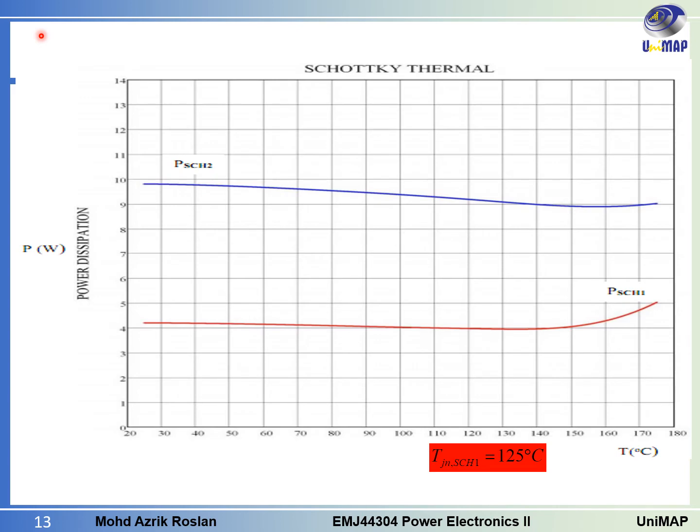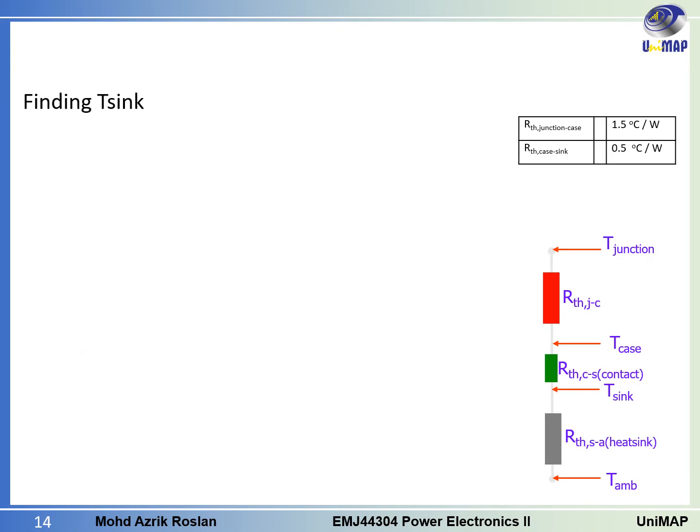Okay, now that we know that this temperature is already given, the Schottky 1 junction temperature, which is 125 degrees C, straight away we can draw a straight line here. Then we draw a straight line to the y-axis, and we will get the dissipated power at this temperature, which is 4 watt. Now that we know the junction temperature for the Schottky diode, we can determine the heatsink temperature.